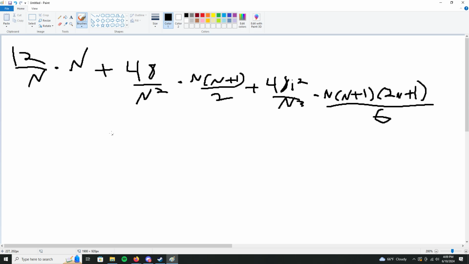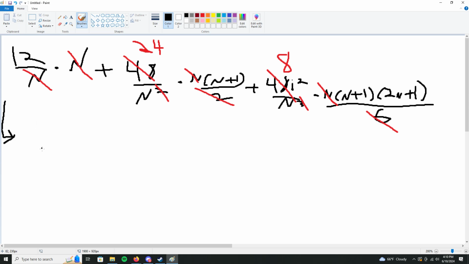First thing you're going to do here is cancel. What can we cancel? We can cancel this n and this n right there, plus this 2 and 48, which turns into a 24. Obviously these two cancel. We can cancel this n, and then this 6 with this 48, which turns into an 8.